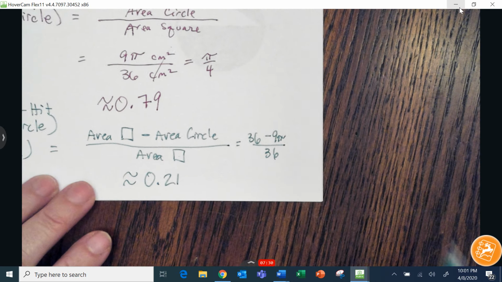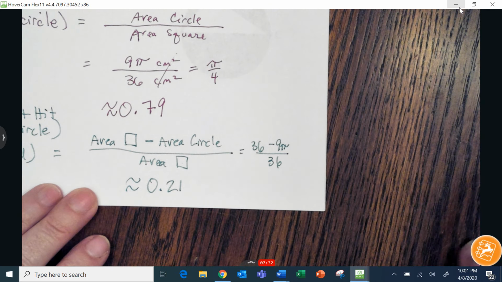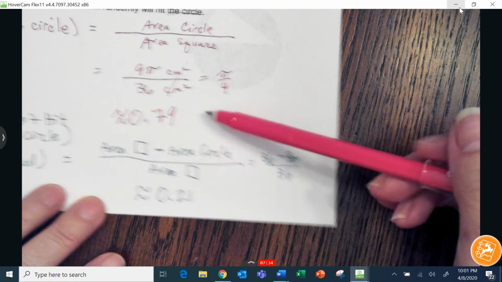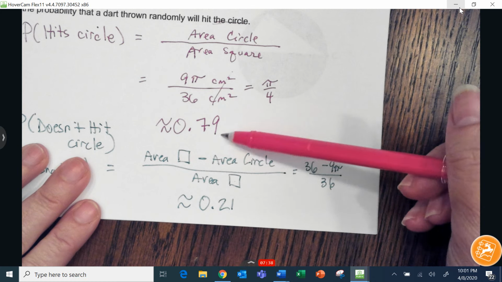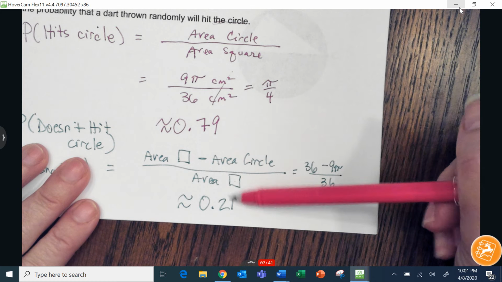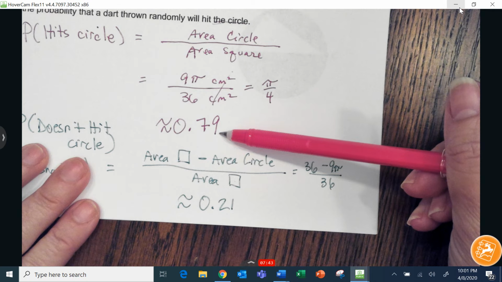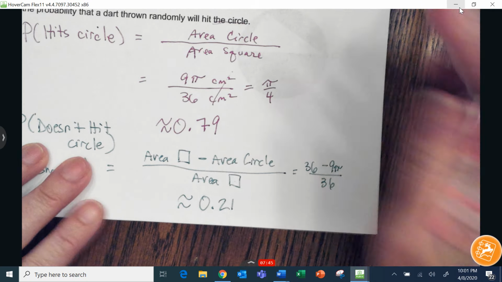One more thing about probability that you definitely need to take notice of: if I added hitting the circle with not hitting the circle, that would be basically hitting anything. And that should equal 1, which is 100% of the whole figure. Okay.